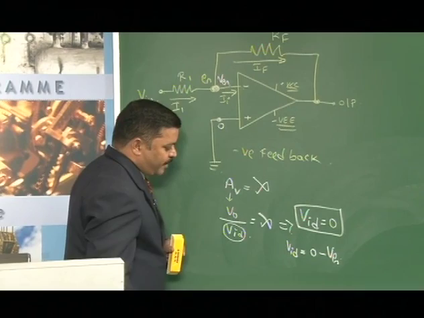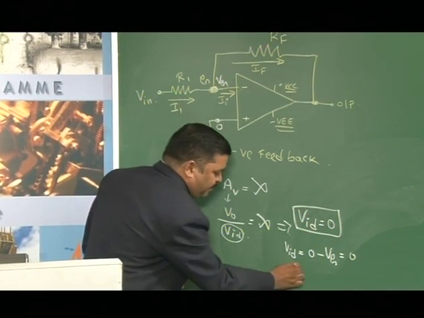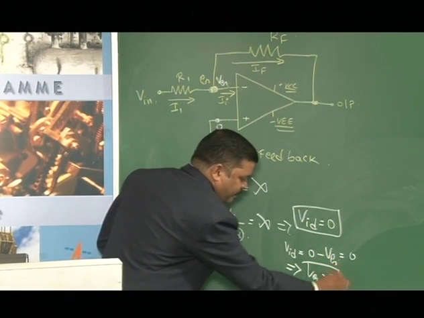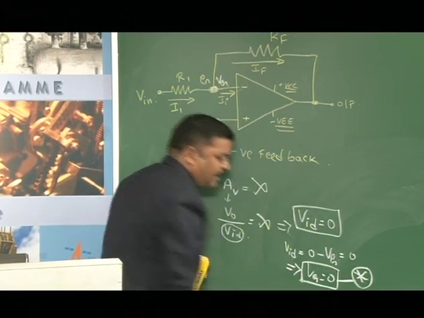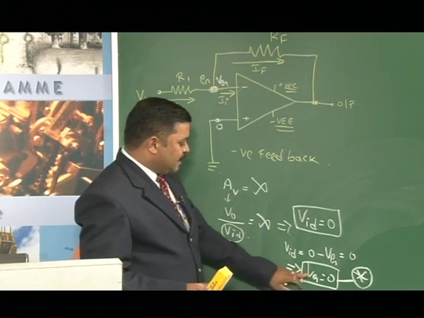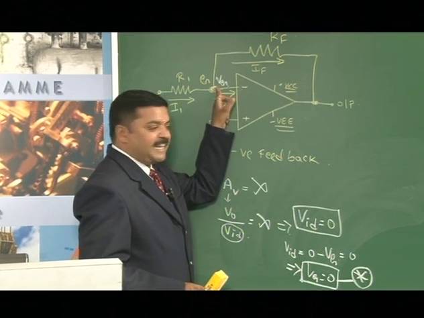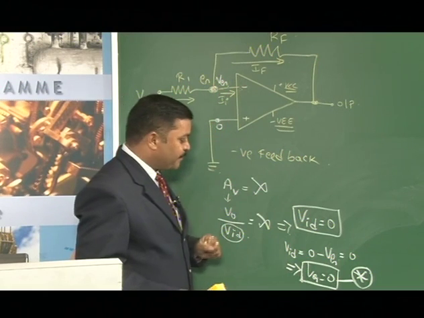Now, what is this? VID equal to 0. So, this is 0. So, this implies what is Vg? Vg is equal to 0. Let me call this equation star. Equation star tells that the voltage at the negative terminal is 0, or the voltage at node G is 0.